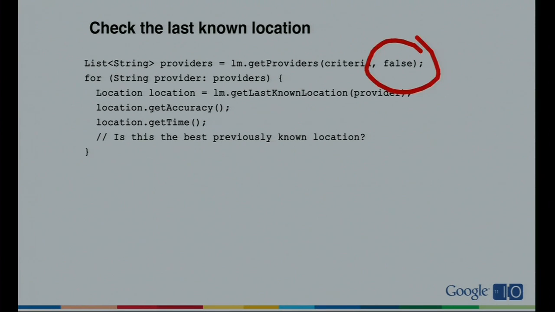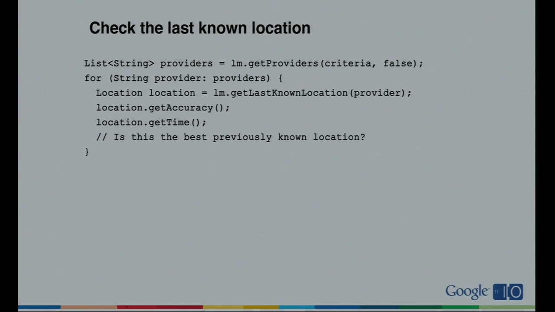You'll note that I've passed in false here to get providers. And what this is saying is that I don't care whether the particular provider is active or not, just return all the providers. Because if someone's used navigation, gotten to their destination, and turned off GPS, that doesn't mean that last location received on GPS isn't useful.